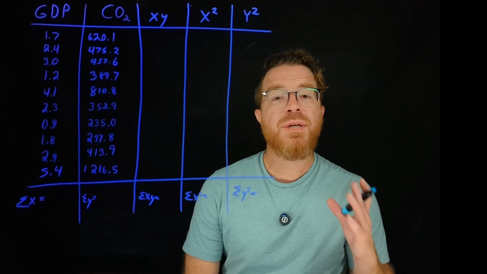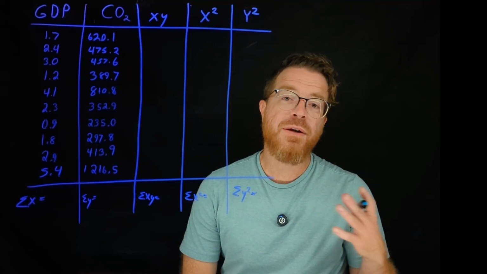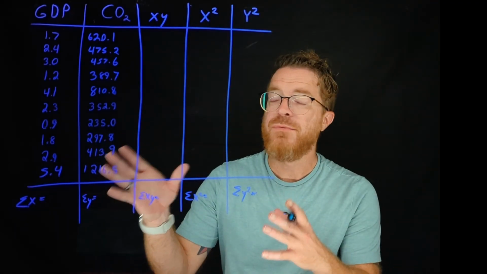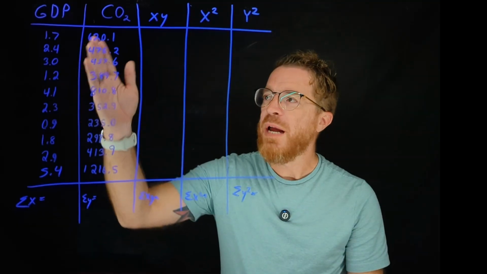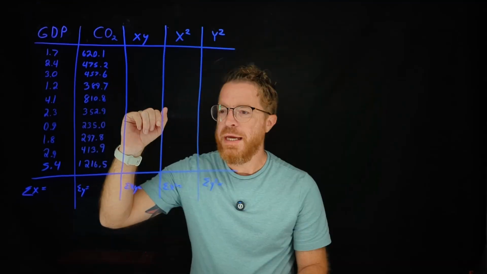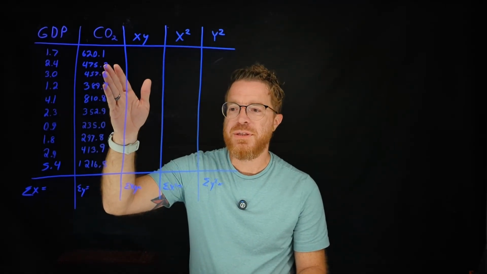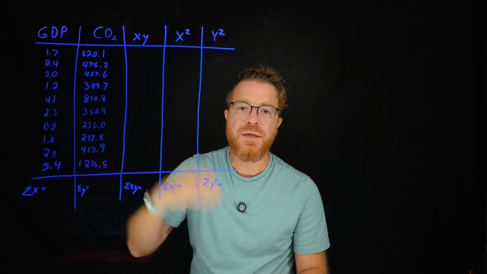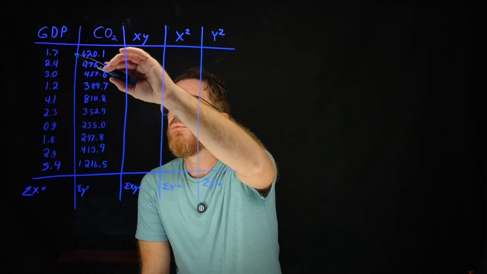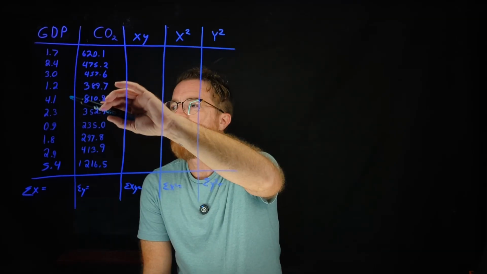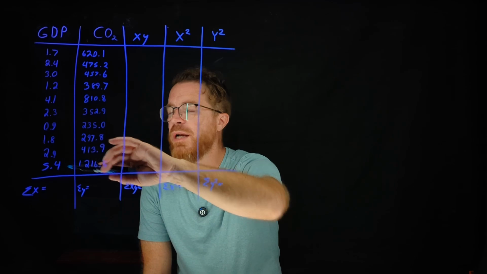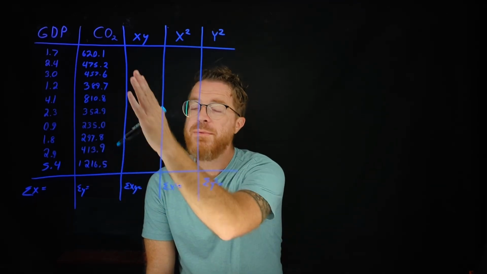Hello everyone. We're going to do an example today of how to calculate the correlation coefficient. We're actually going to be using the same data we did for one of our scatter plot examples, where we have the GDP of different countries in trillions of dollars and the CO2 emissions that they have in millions of metric tons. To begin, we have our GDP of 1.7, 2.4, 3.0, 1.2, 4.1, 2.3, 0.9, 1.8, 2.9, and 5.4. And you'll notice that I have this set up.